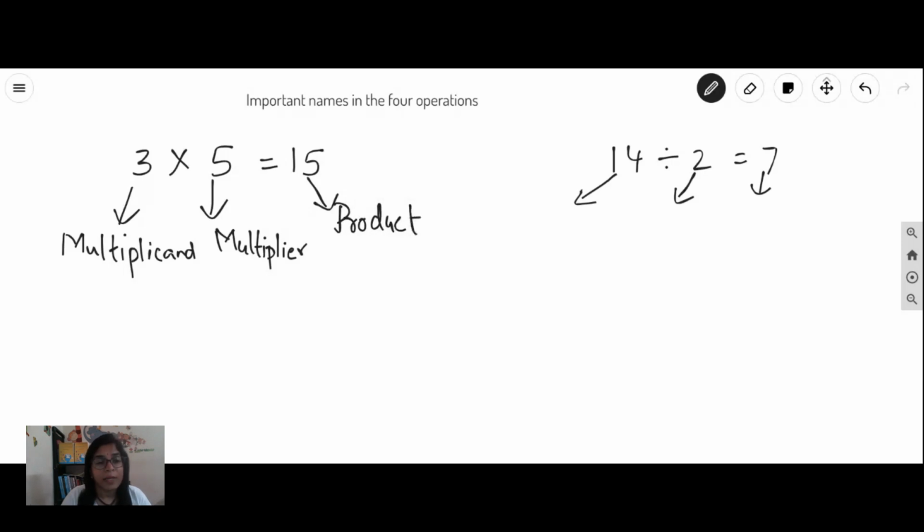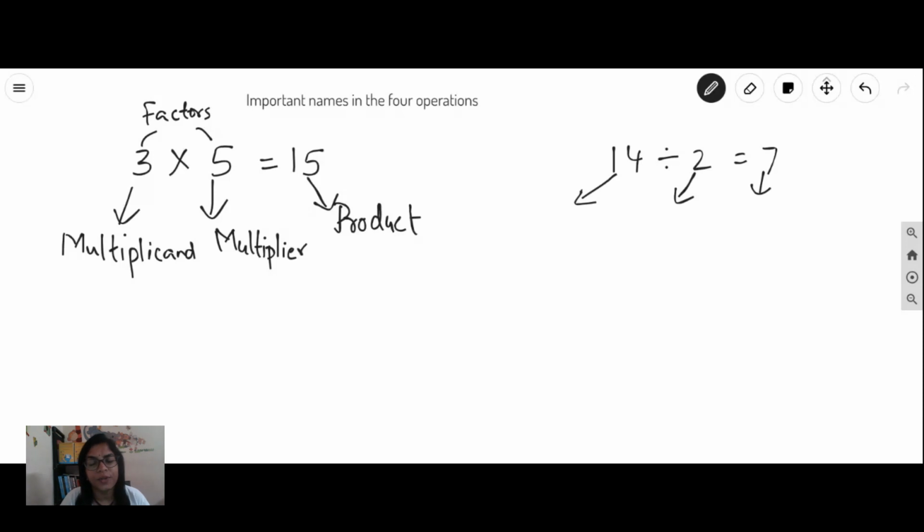Now this multiplicand and multiplier have another name also, just like how you have pet names. The 3 and the 5 are both also called factors. Both of them have the same name. This is a factor, this is a factor, and this is a product.